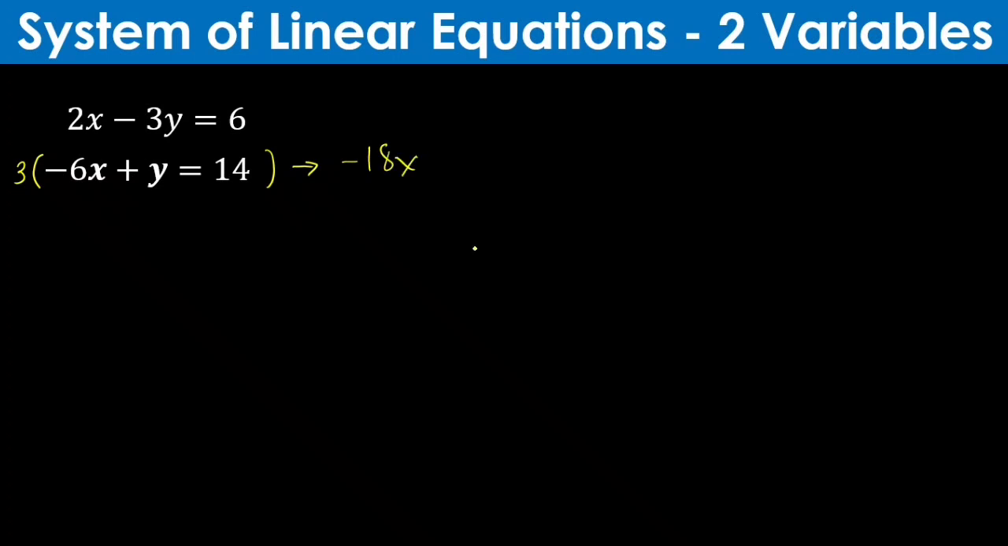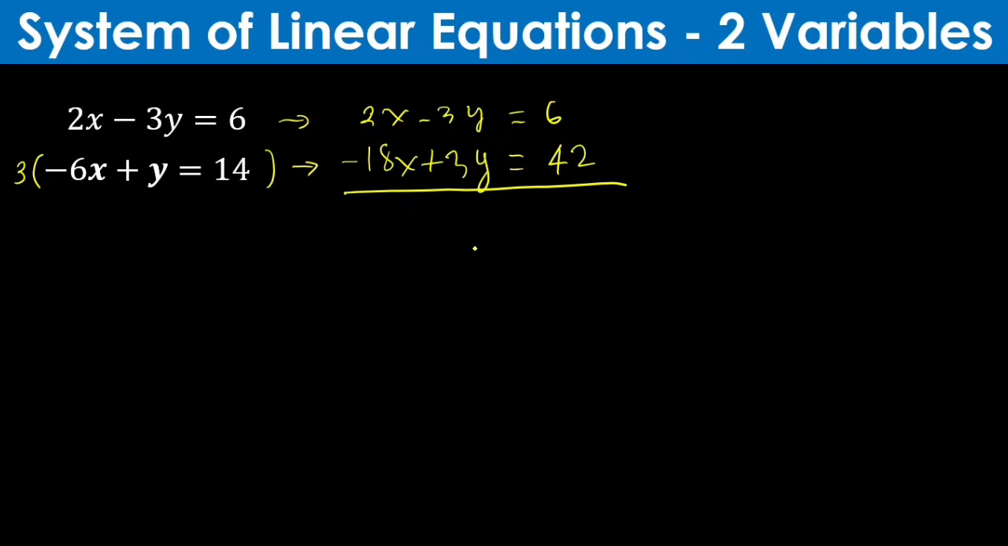-18x plus 3y equals 42. Here, just copy this one, which is 2x minus 3y equals 6. And then let's add the two equations. This is already 0, and this one is -16x. This is equal to 48.